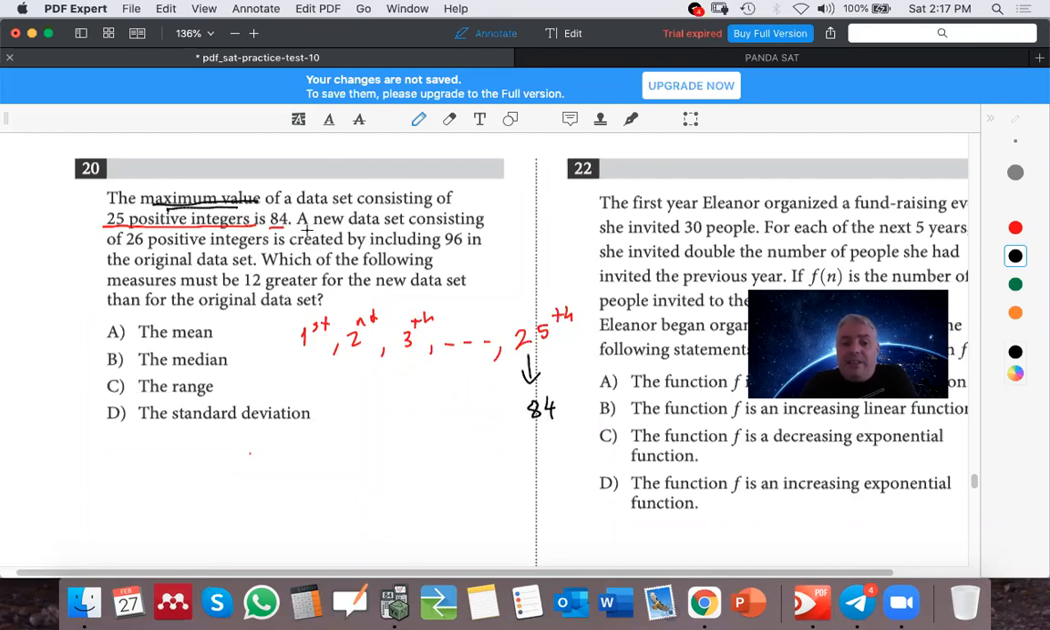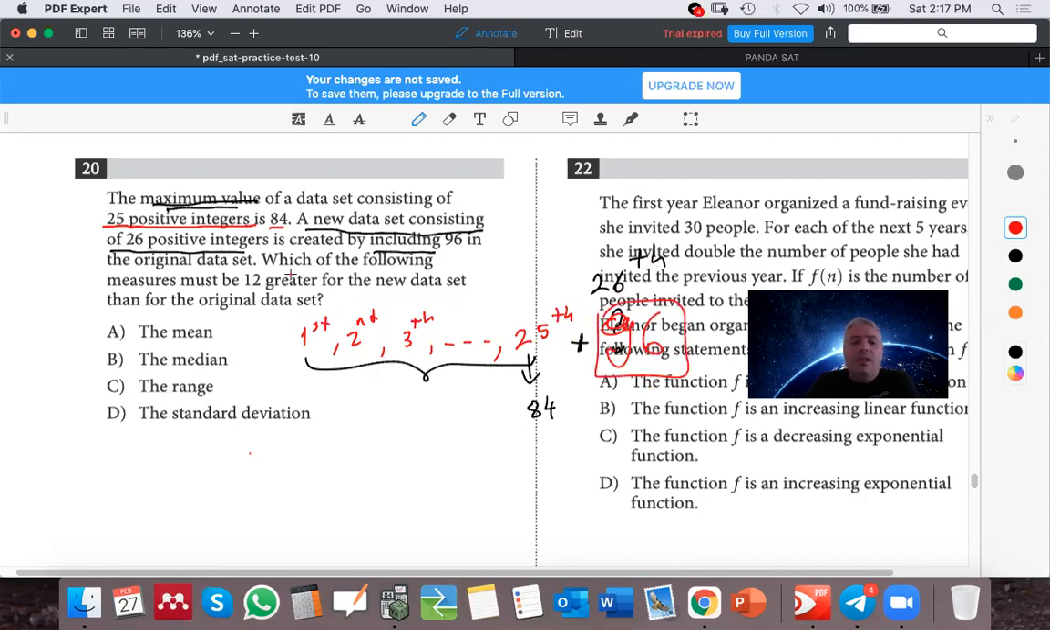A new data set consisting of 26 positive integers. So there were 25. Now it's talking about 26. What does it mean? You are adding something here. So it will be now 26 positive integers created by including 96. It says that this number is now 96. So number 96 is my 26th positive integer.